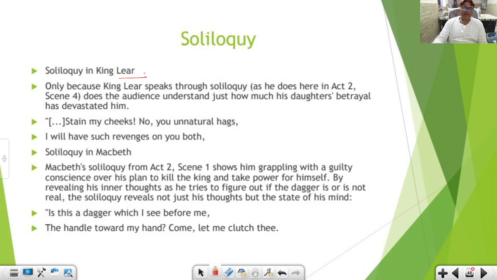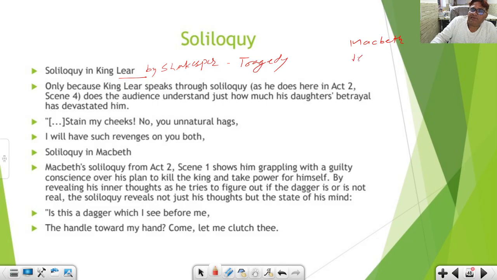King Lear, again by Shakespeare. King Lear is a Shakespearean tragedy, a great tragedy. We have four great tragedies by Shakespeare. Do you know? First tragedy is Macbeth. Second is Hamlet. Third is Othello. And fourth is King Lear. Okay, so these are the four great tragedies by William Shakespeare.